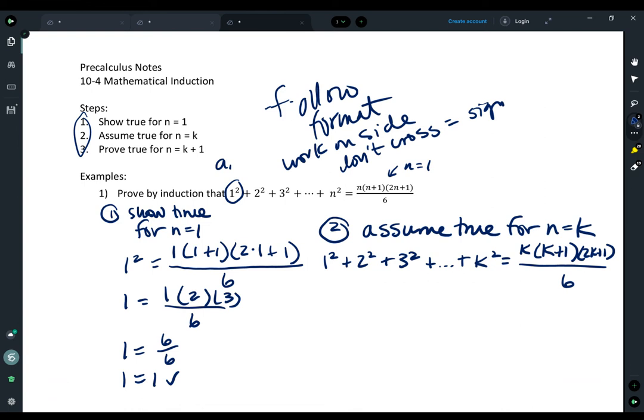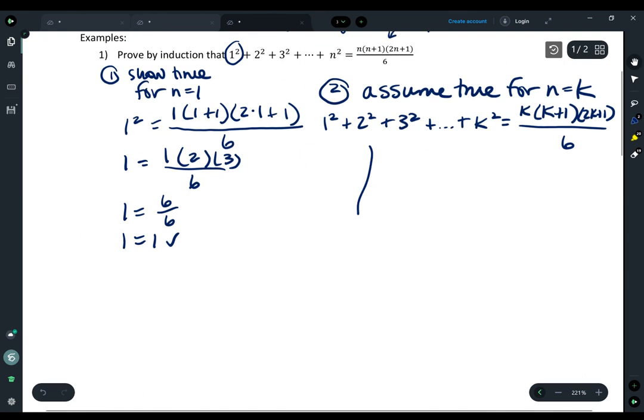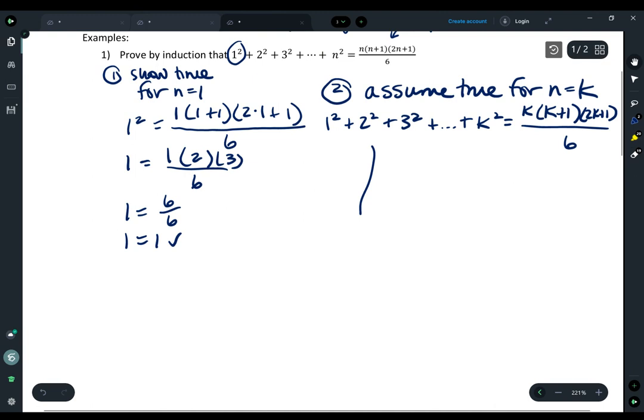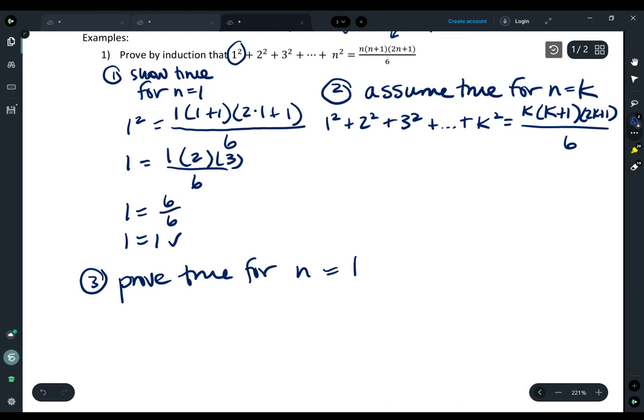So we're going to use that to prove that it works for the term after it. After k would be k plus 1. So now we're going to prove true. Let's go ahead and move this up. So 3 is we're going to prove true for n equals k plus 1.